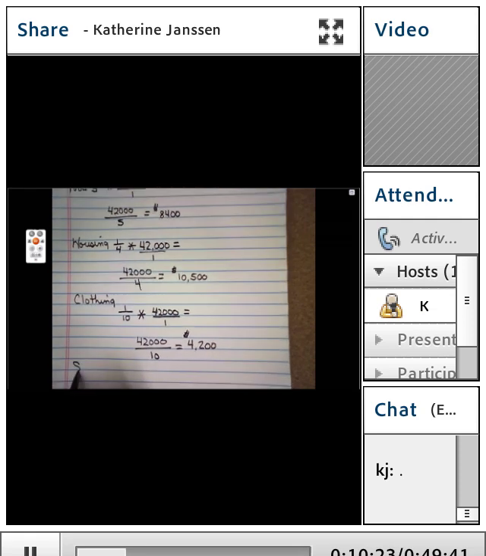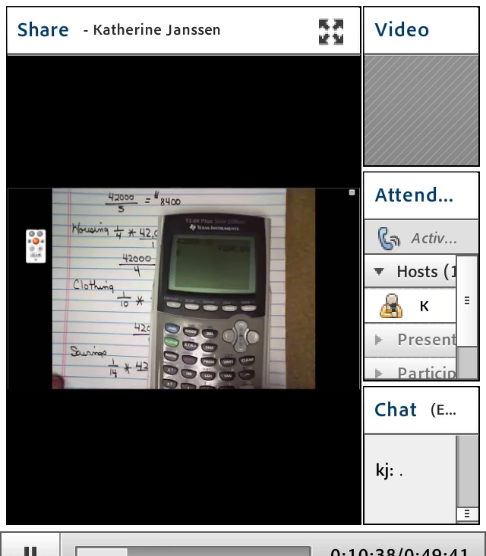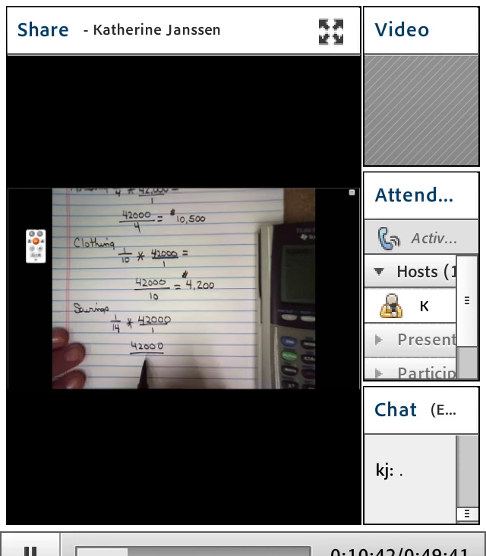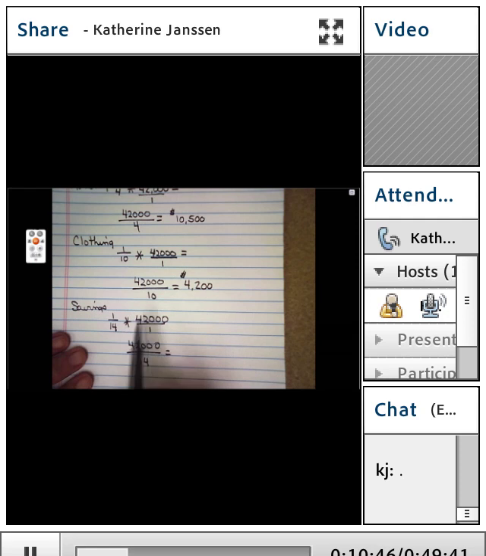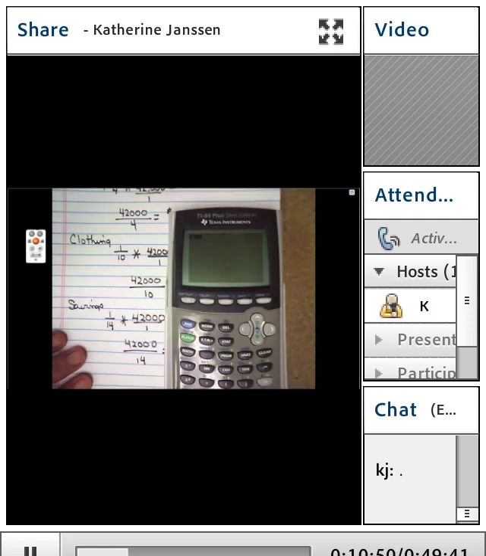Savings. 1/14 of my total. Of represents multiplication. 42,000 divided by 14. Multiplication of fractions is a piece of cake. Multiply the numerators, multiply the denominators. And 42,000 divided by 14 is 3,000.